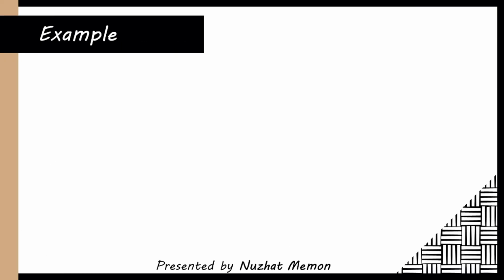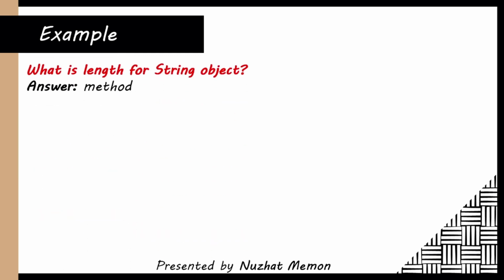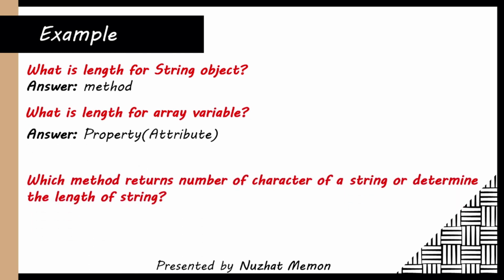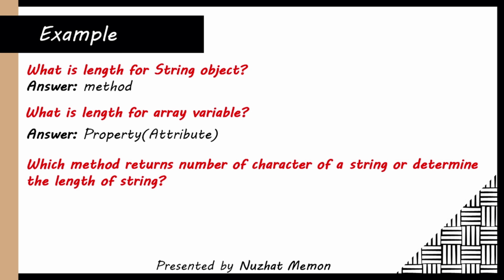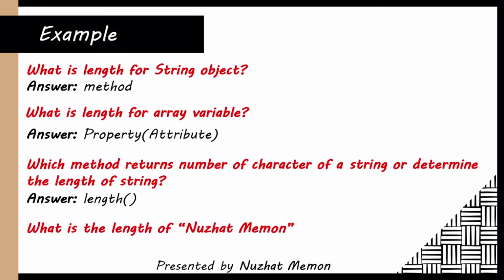Now here we will see some theory questions. What is length for a string object? That is a method, so we enclose it with round brackets. What is length for an array variable? That is a property. Which method returns the number of characters of a string or determines the length of a string? That is the length method. What is the length of this particular string? You can see Nuzhat space Memon. Count the space also, so you will get 12.